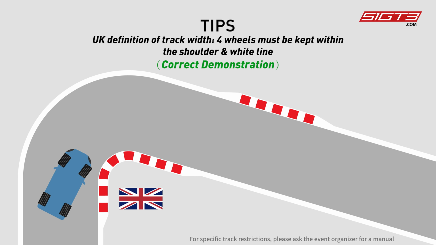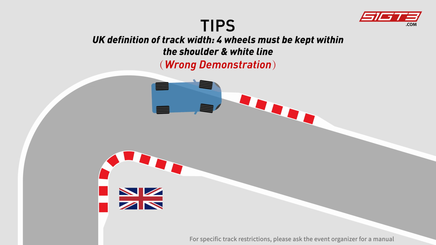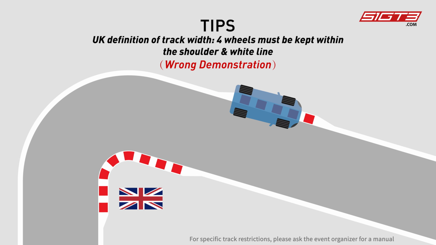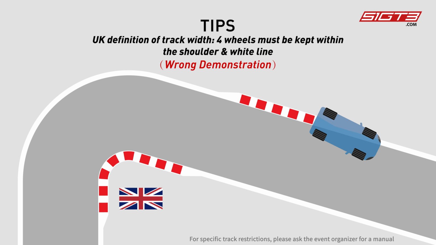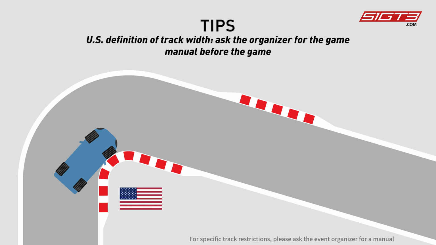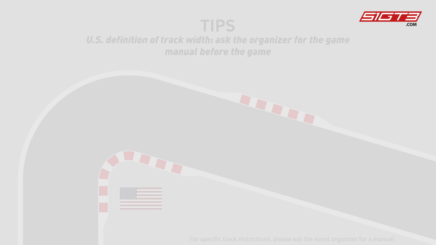The UK's limit on track width is that all 4 tires must be on the track. If the track has a curb, all 4 tires must be inside the curb. If any of the tires of the car goes off the curb or white line, it violates the track width limit rules. US track width restrictions vary by race and by the organizer. It is necessary to ask the organizer for the game manual before the game.